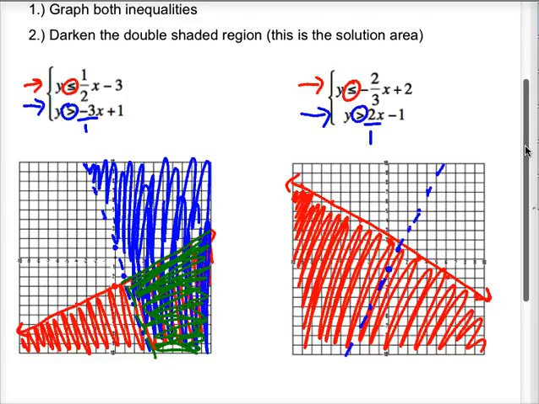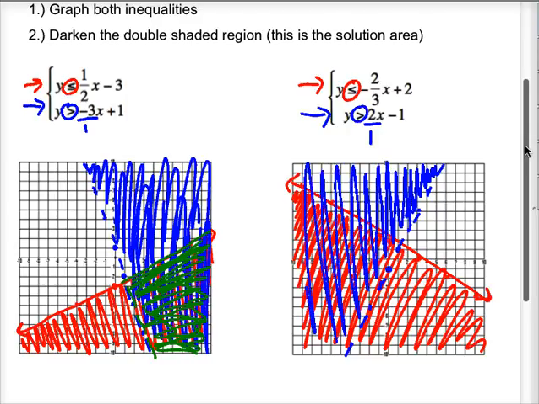So take any point on that line. Greater than would be up. That means I'm shading in this region here. So if I'm looking for my double shaded region, well, my double shaded region is going to follow this solid line and that dashed line, and it's going to be everything in here.